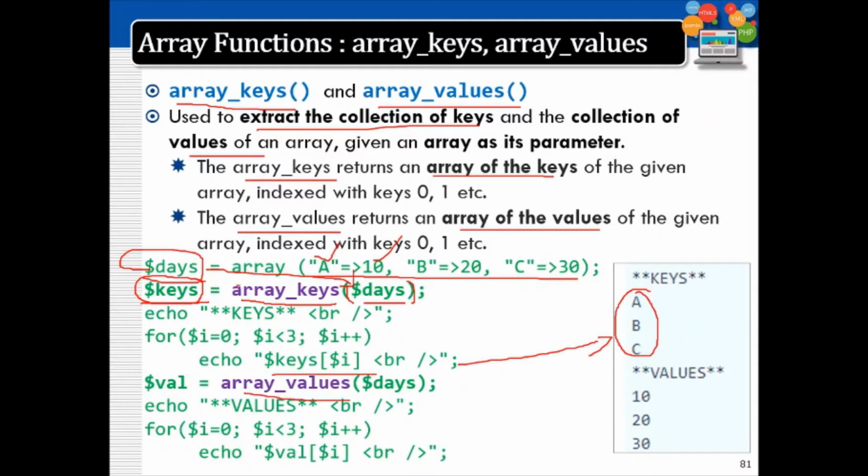Next is array_values. It works similar to array_keys, just $val. So this will automatically become an array, and the output will be like this. It contains all the values 10, 20 and 30. So these functions can be used with arrays.